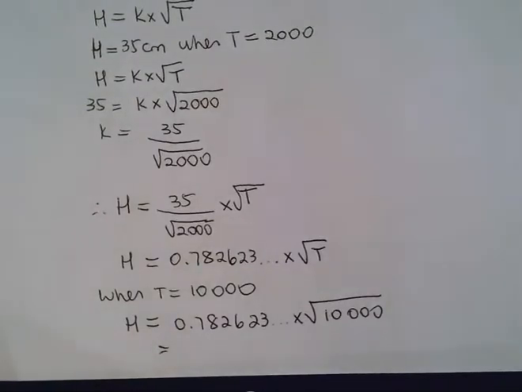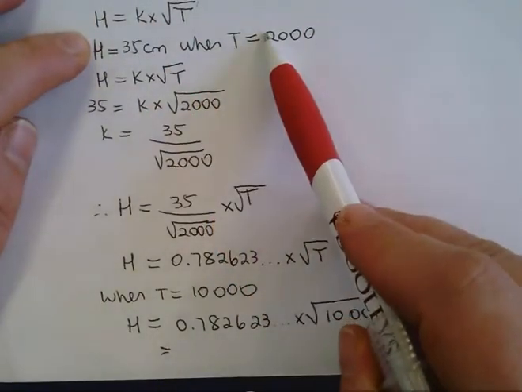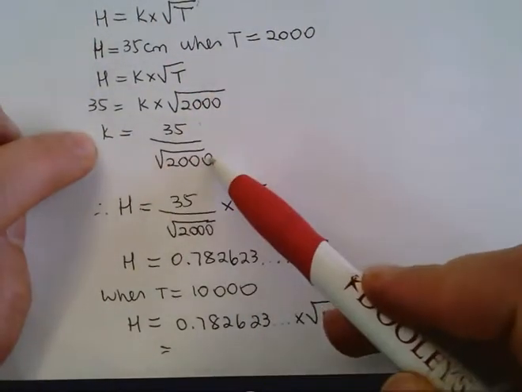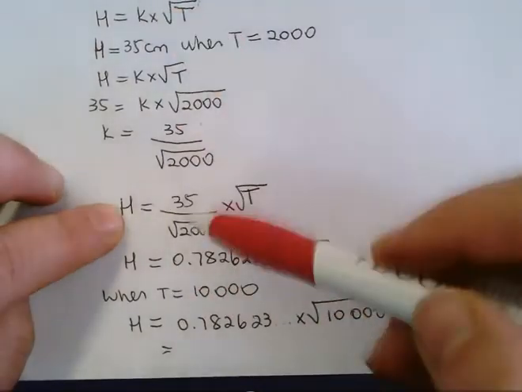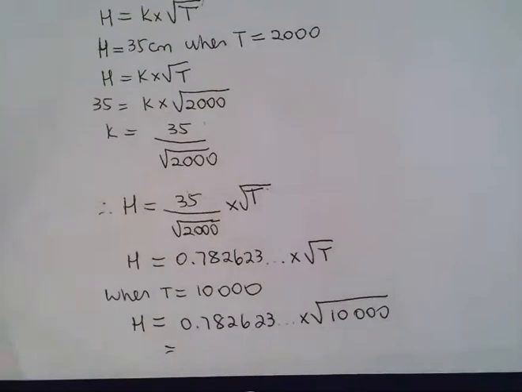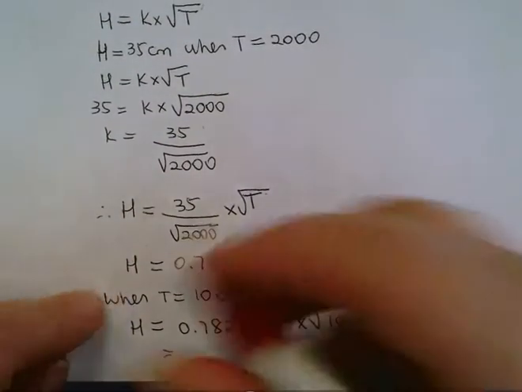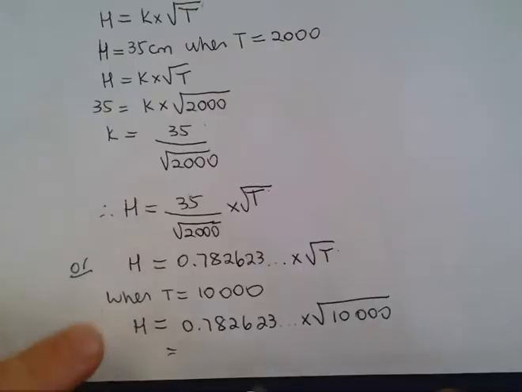Girls, this process is exactly the same as what we've been doing. You write the formula out. You substitute two known values to work out K. You put the K back into the original equation. You can write it as a decimal if you want, but if you do, do not press the cancel button. So you write your equation out, and then you answer the question.